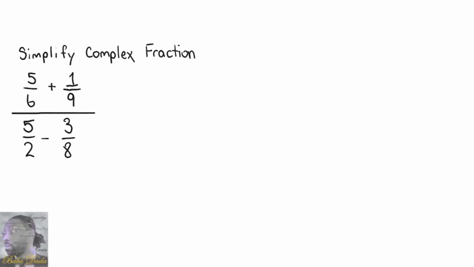To simplify this complex fraction, the first thing we want to do is get a common denominator. To get a common denominator for all of these fractions, we're just going to multiply each denominator by itself. So we have 6 times 9 times 2 times 8, which equals 864. And I'm no math genius. I already did this problem, so I'm just doing it again. Now we're going to multiply 864 by each one of these fractions.